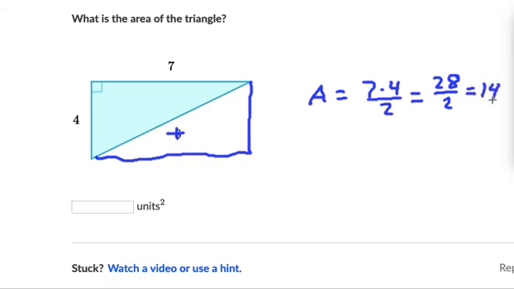So that's what you're going to be doing on these, finding the area of these. Again, remember, it's always the sides that make the right angle that you worry about. Don't get distracted by the other side.